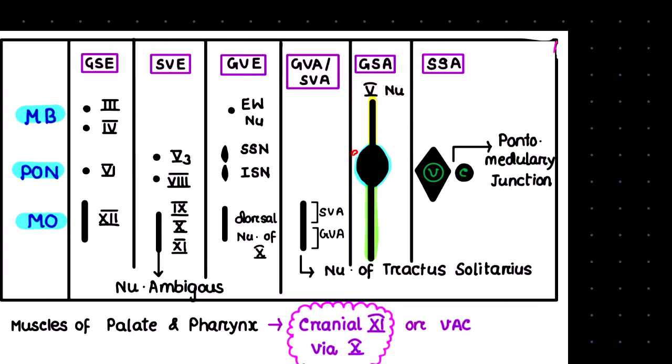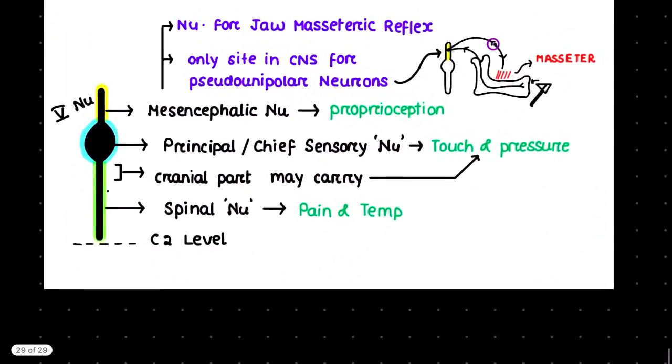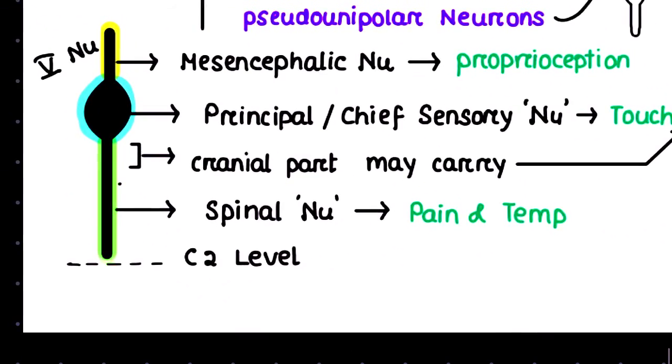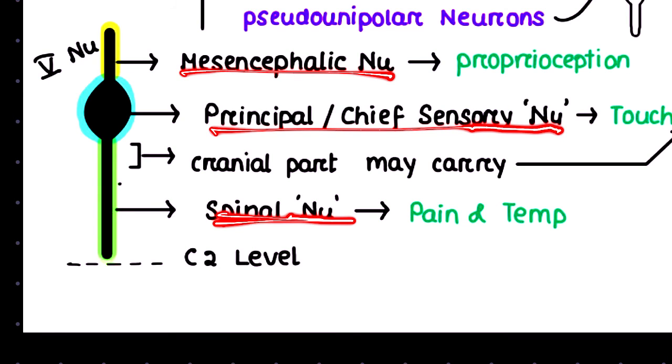The one present in the pons is called the principal or chief sensory nucleus. Similarly, the one present in the medulla oblongata, which goes till the C2 level, is called the spinal nucleus. Okay, now let's go into it in detail. We talked about the mesencephalic nucleus, the principal or chief sensory nucleus, and the spinal nucleus.